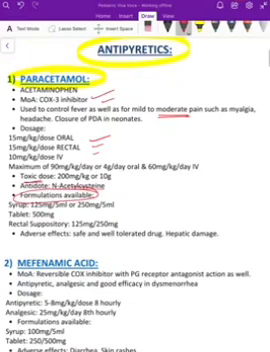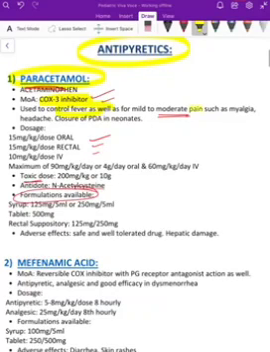Now we'll discuss paracetamol, also called acetaminophen. What is the mechanism of action? In simple words, you can just explain: it is a COX-3 inhibitor, as we all know. It is used for control of fever as well as mild to moderate pain.